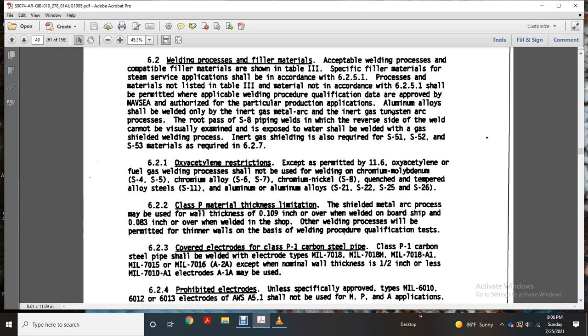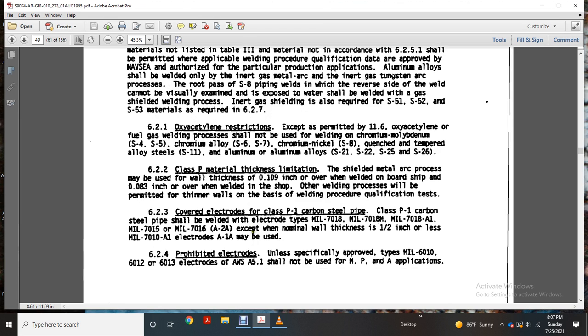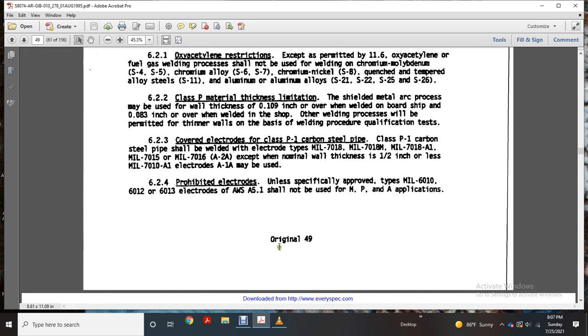Covered electrode, Class P1 carbon steel pipe. Class P pipe 1 carbon steel pipe shall be welded with electrodes MIL-7018, 7018M, 7018A1, MIL-7015, MIL-7016, except for nominal wall thickness of 1/2 inch or less, where MIL-7010-A1 electrode may be used. Prohibited electrodes, unless specially approved by the military, are 6010, 6012, and 6013 electrodes. The AWS 51 shall not be used for machinery, piping, or similar applications.